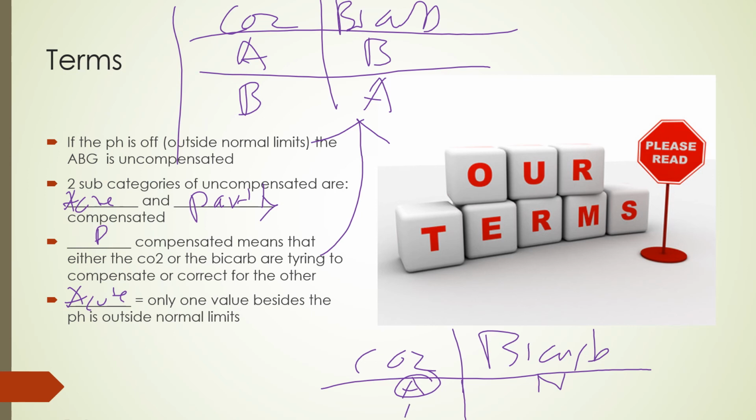What if our CO2 is normal and our bicarb is basic, right? This would be an acute metabolic alkalosis, right? It's acute because one of these values is normal, the other one is not.